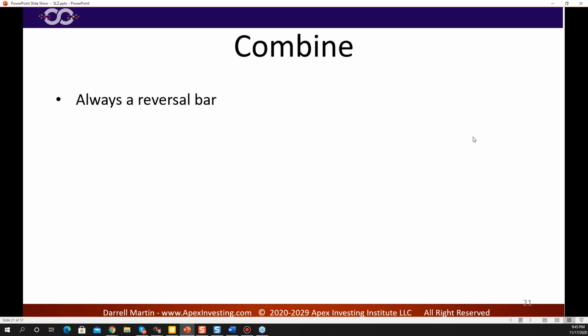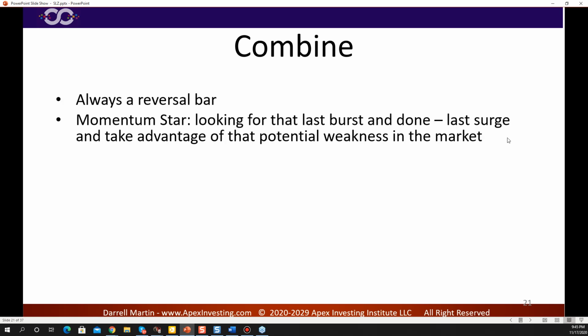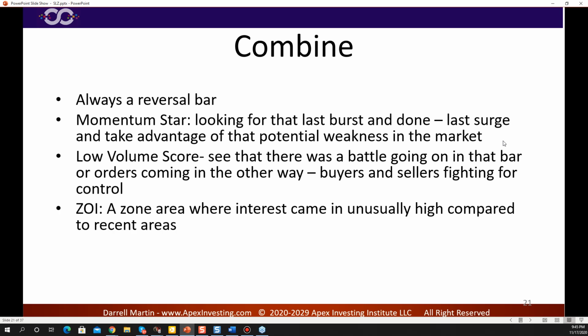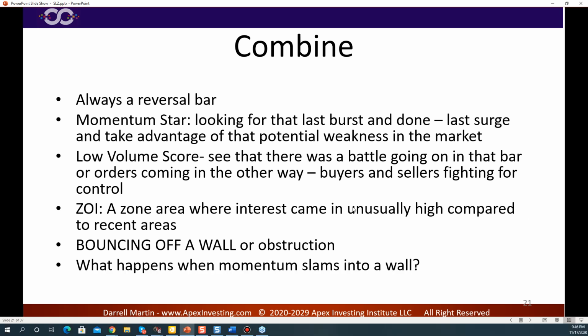So think about this. When we combine a reversal bar with the momentum going into it, with the low volume score fight going into it, with that interest coming into it, and it bounces off of a wall, it doesn't break through it. It bounces off of an obstruction. What happens when all that momentum slams into a wall?